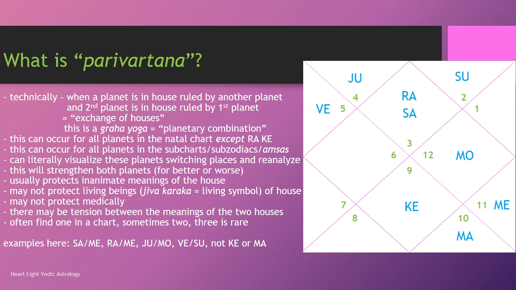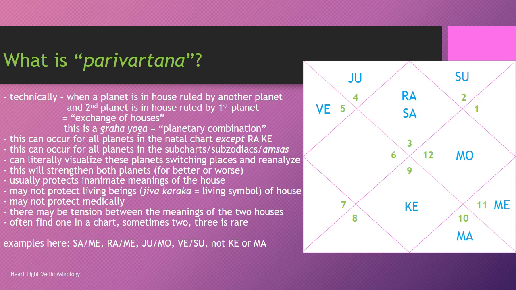And we keep going into the third house here. We have Venus in Leo. Leo is owned by the sun. Where's the sun? Sun is in Taurus, which is owned by Venus. So you can get an exchange here between Venus and sun. So in this chart mock-up that I made up, the only planets not in Parivartana are Ketu and Mars.